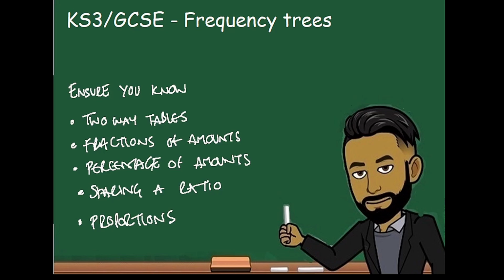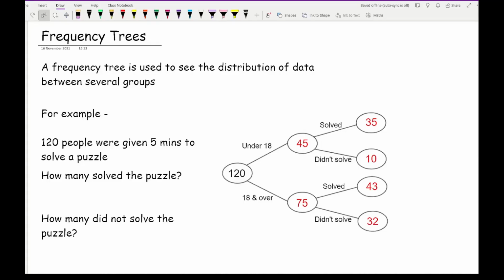Now before we get started on this particular topic, make sure that you're happy with two-way tables, working out fractions of amounts, working out percentage of amounts, both with and without a calculator, sharing a ratio, and what is meant by finding the proportion. A frequency tree is used to see the distribution of data between several groups.